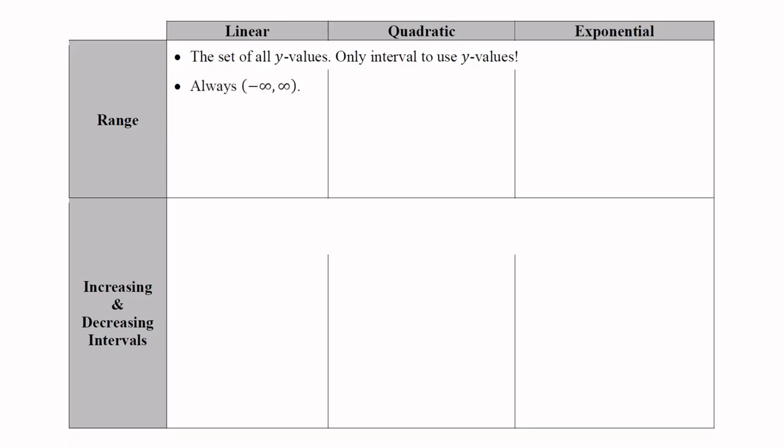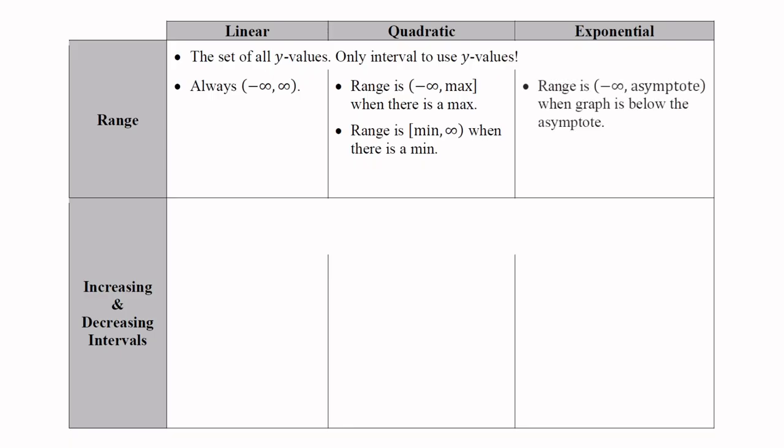For a linear function, it's always going to be negative infinity to positive infinity. For a quadratic, the range is going to be negative infinity to some maximum when there is a maximum value on the graph, and it's going to be the minimum value to infinity when there is some minimum on the graph. For an exponential, the range is negative infinity to the asymptote when the graph is below the asymptote, and the range is the asymptote to infinity when the graph is above the asymptote. Be sure to use the correct notation. Note that in a quadratic, we do include the vertex, so you're going to use a bracket, but in an exponential, you do not include the asymptote because you're never going to touch it.